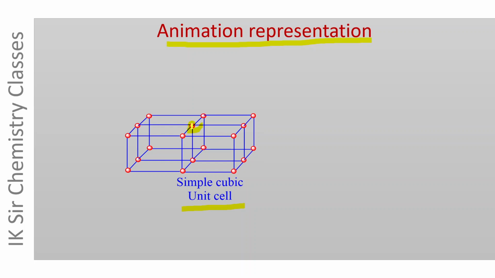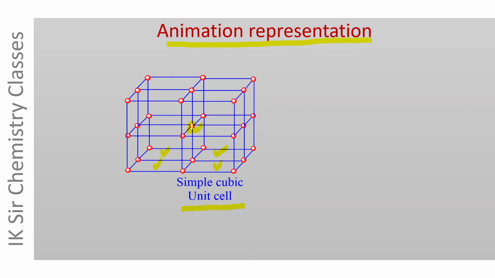This particle is common to all the 4 unit cells, and 1 unit cell can be drawn over each of these 4 unit cells. And thus, this particle which is present at the vertex of a simple cubic unit cell is common to 8 unit cells, and its only 1 by 8th part is present in 1 unit cell. In fact, the particle present at the vertex of any cubic unit cell is common to 8 unit cells.